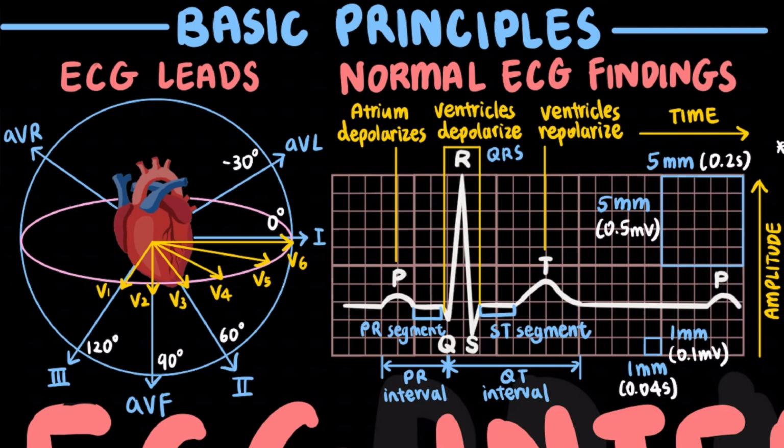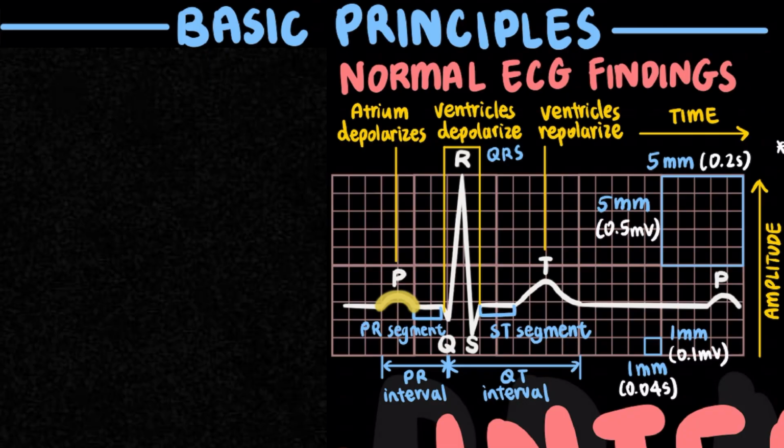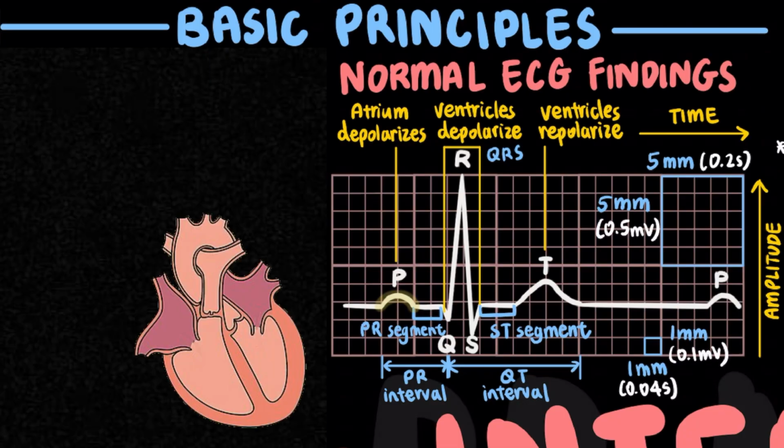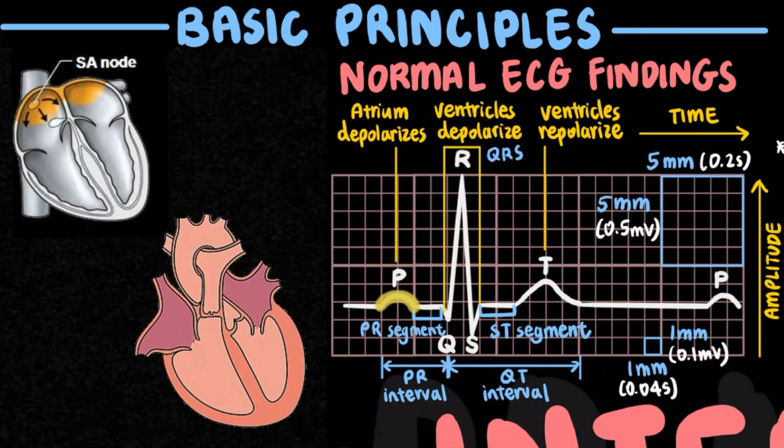Every ECG tracing is made up of a repeating pattern of P, QRS, and T waves. Each part represents a specific electrical event in the heart. The P wave represents atrial depolarization, initiated by the sinoatrial node, or SA node. As this electrical signal spreads across the atria, the atrial muscle contracts and pushes blood into the ventricles.